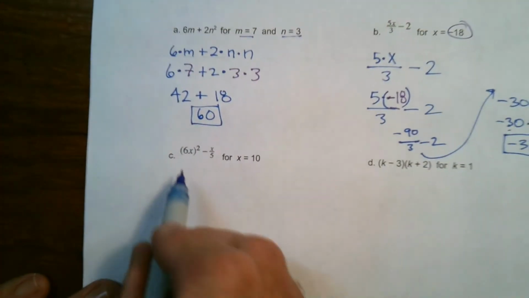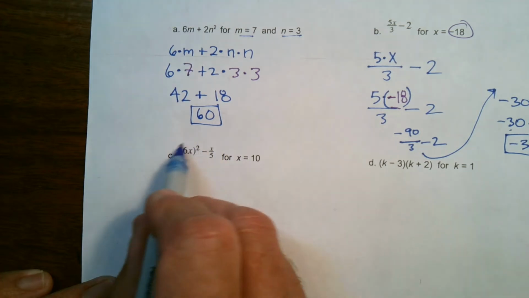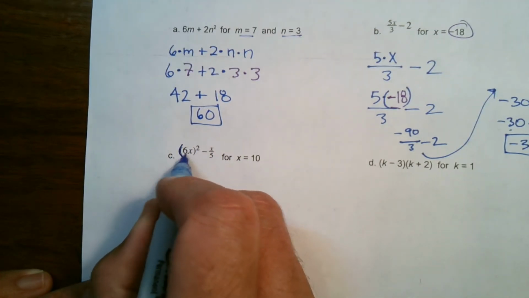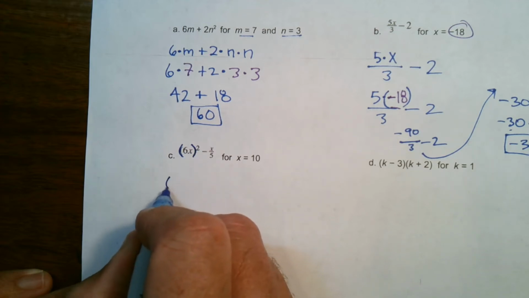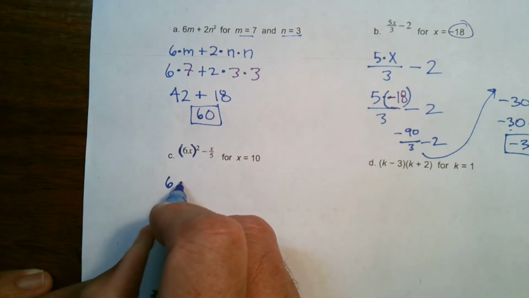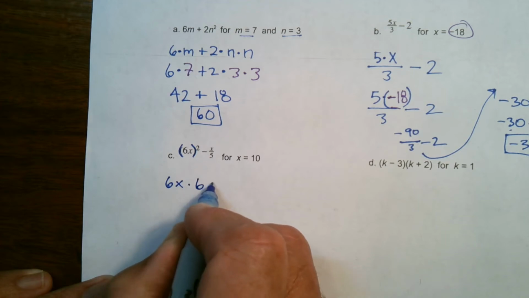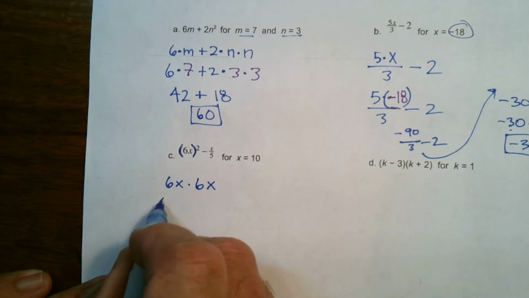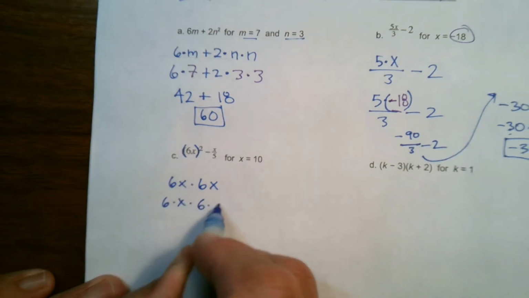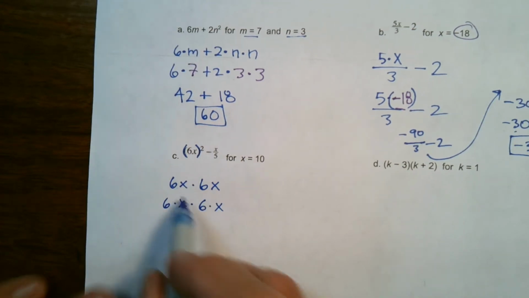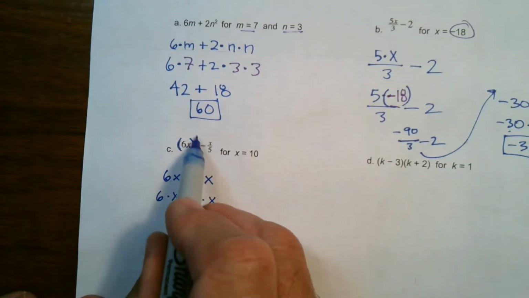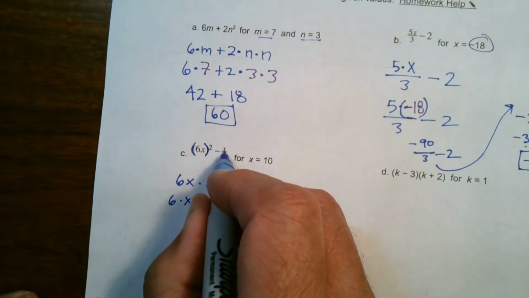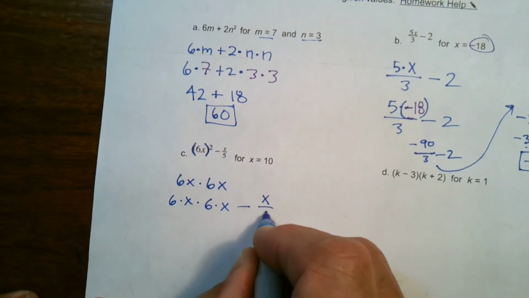All right, let's keep going. C. In this expression, I have 6x squared, and the parentheses is around all the 6x. So that means 6x times 6x. That's what 6x squared is. And remember, 6x, what does that mean? That means 6 times x. The coefficient of a variable just means multiplication. So that whole thing expands to this. And then it's minus what? Minus x divided by 5.